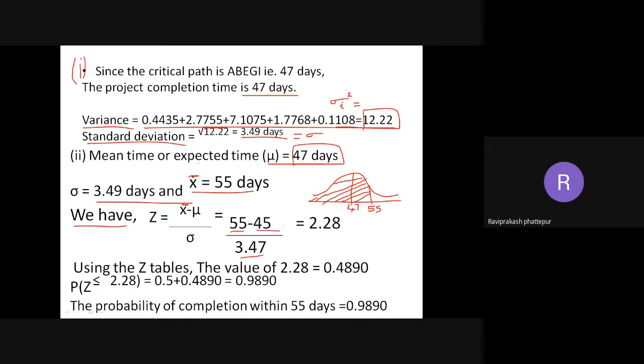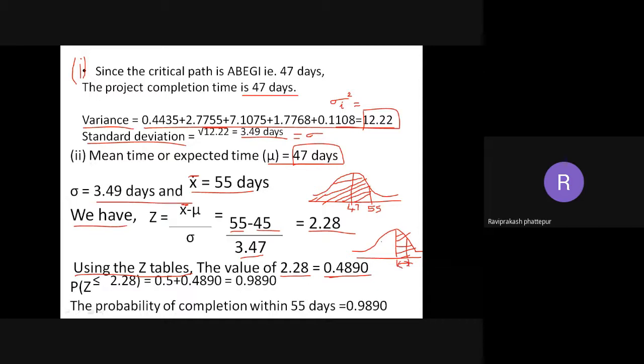The value is 2.28. Using the z distribution tables, the value of 2.28 is 0.4890. This is the table you have used in the examination, for the normal distribution. The table is of this category, like the bell curve. So whatever is between 47 and 55, only that value it gives you.